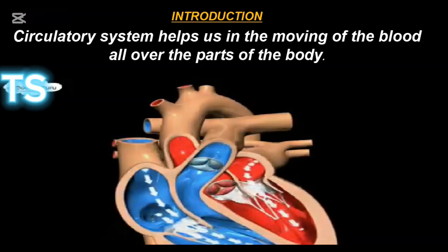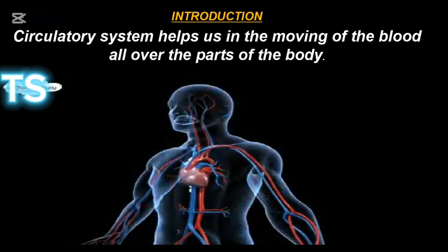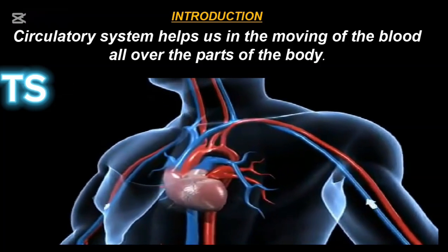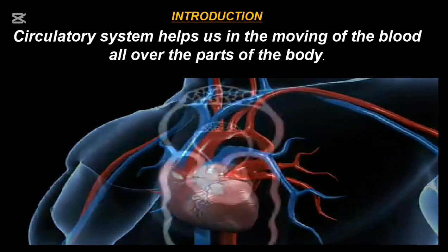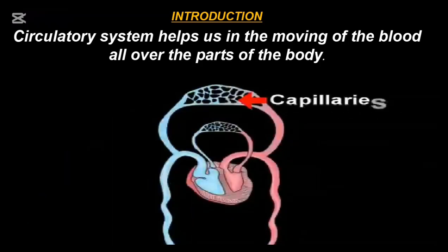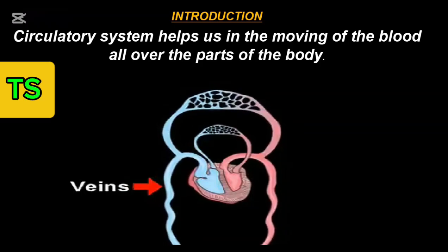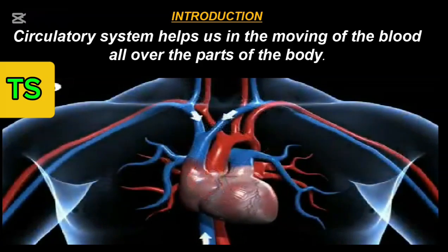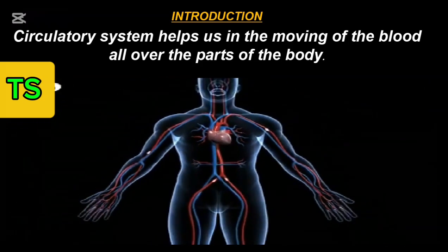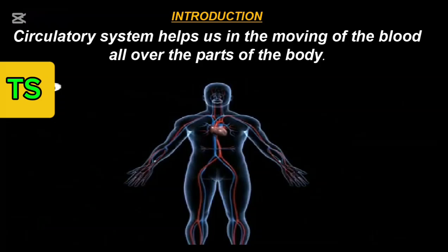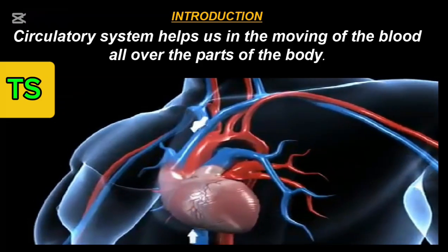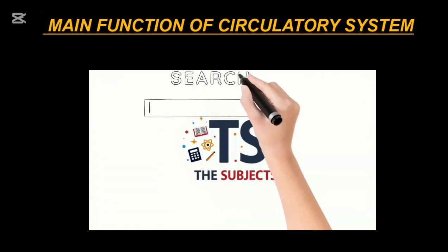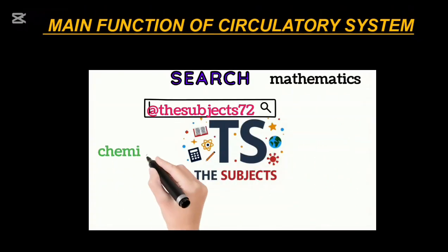As you see, the heart is pumping. When the heart pumps, the blood will also circulate to all parts of the body. This diagram shows us the circulation of the blood. Here we have capillaries. Here we have veins. And we also have arteries. Those are the blood vessels which are responsible for carrying and transporting blood from the heart to the whole body. Not only that, let's continue with the main functions of the circulatory system.